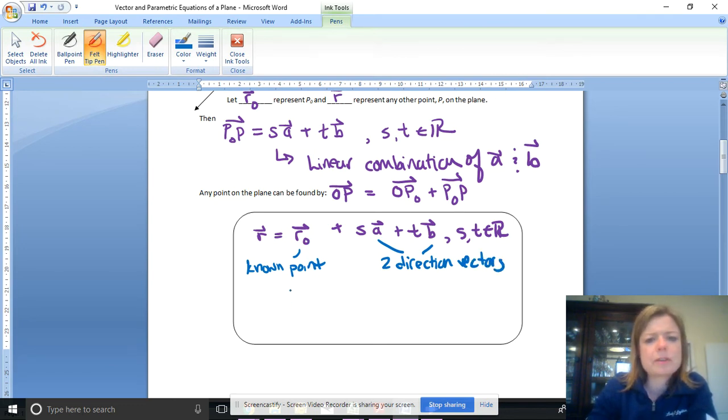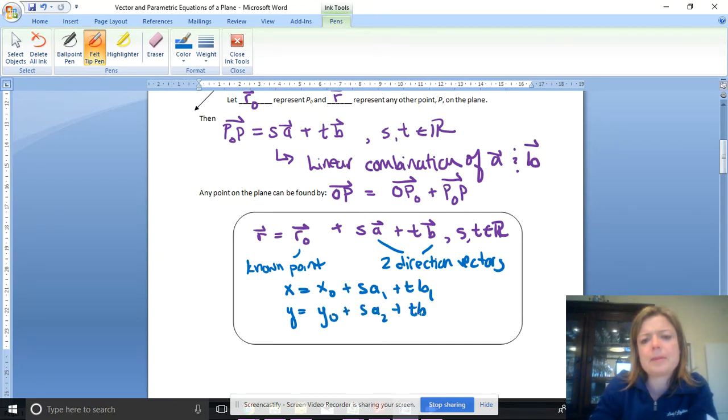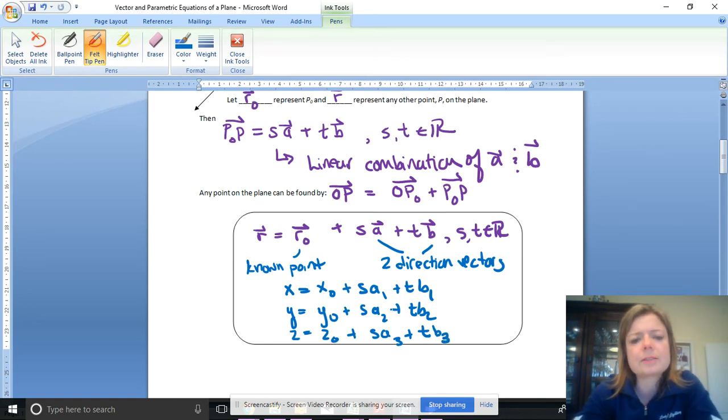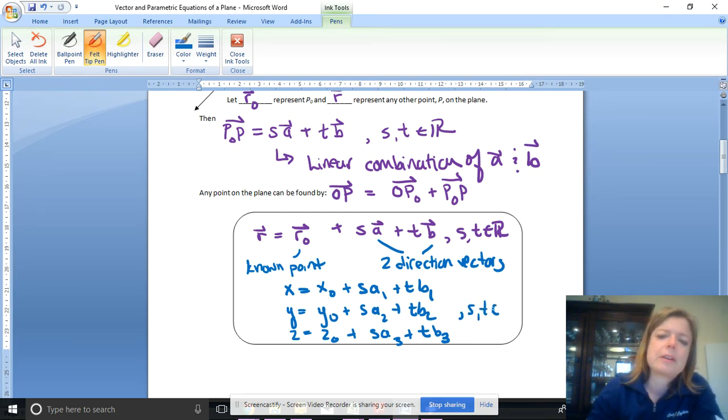Okay, so then the parametric equations are x equals xo plus sa1 plus tb1, y equals yo plus sa2 plus tb2, and z equals zo plus sa3 plus tb3. Okay, so each of the x coordinates, the y coordinates, and the z coordinates, and then we also include that s and t are in the set of real numbers to indicate that they are scalars.